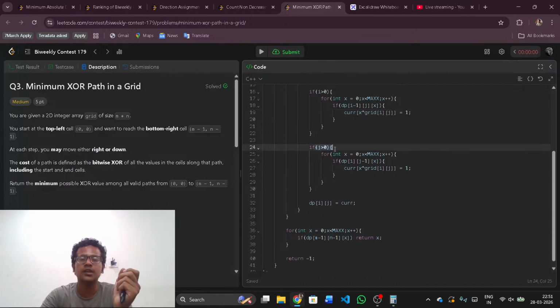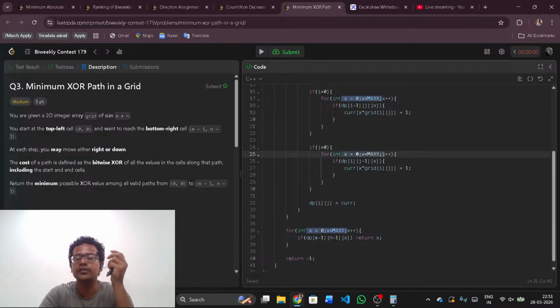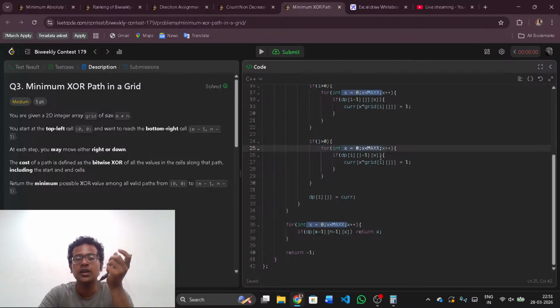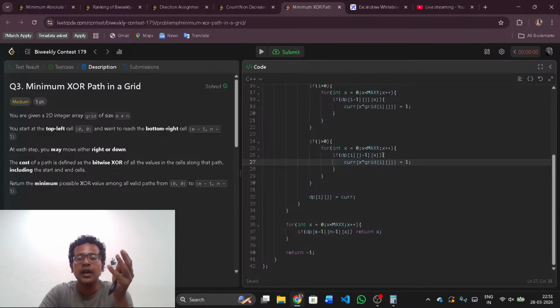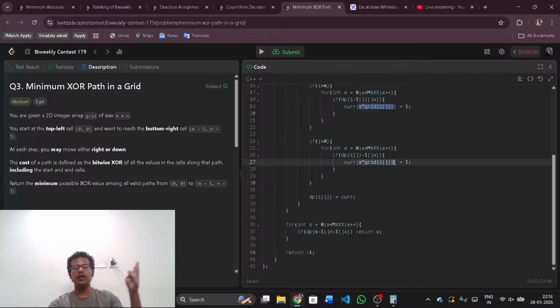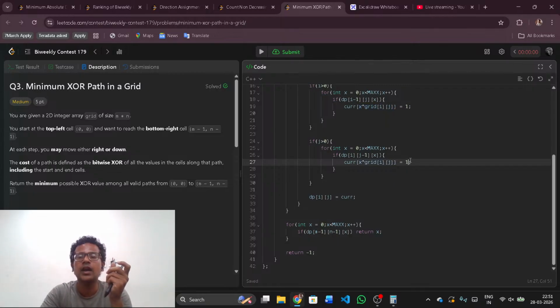Now if j is greater than 0, then I need to look at the left element. So x is equal to 0, x is less than max, x plus plus. dp of i, j minus 1 is nothing but the previous element, the left element. x is nothing but the element where I can get the XOR value x. Now current of x XOR grid ij. If I do XOR with the previous element, where I get all those XORs, with the current element, then I'll get that value. That value will be made as 1.